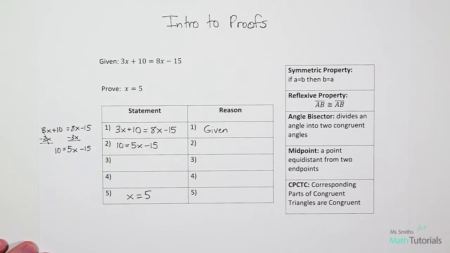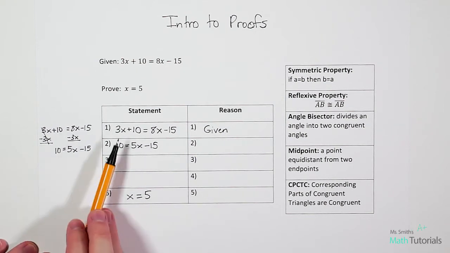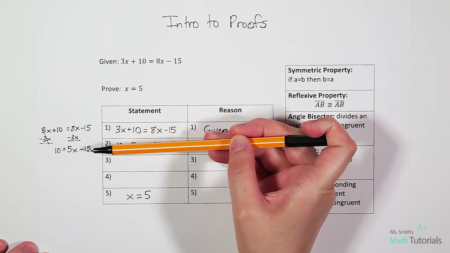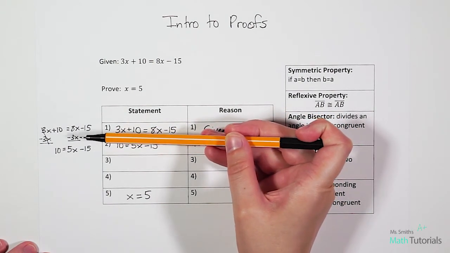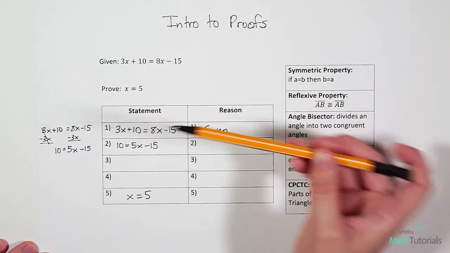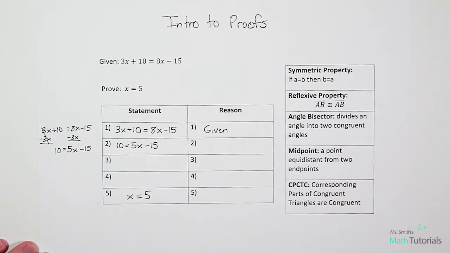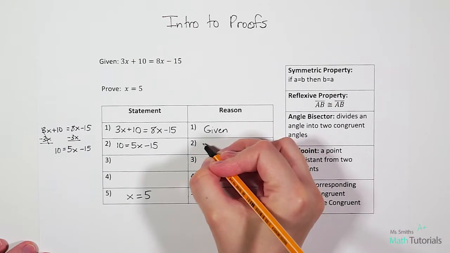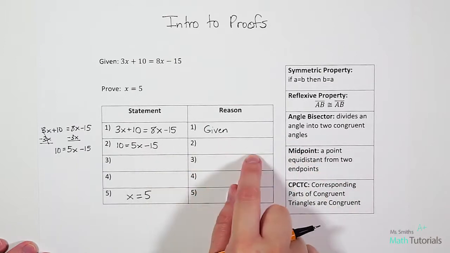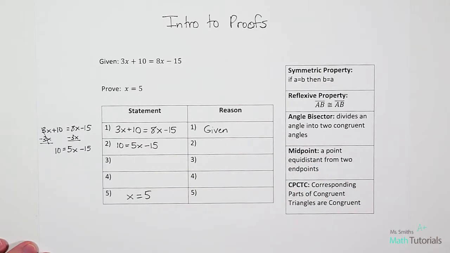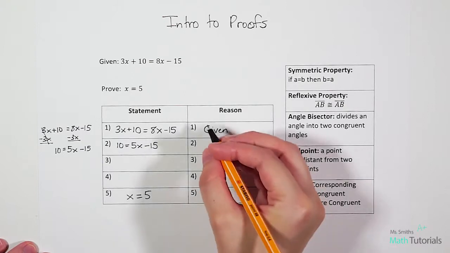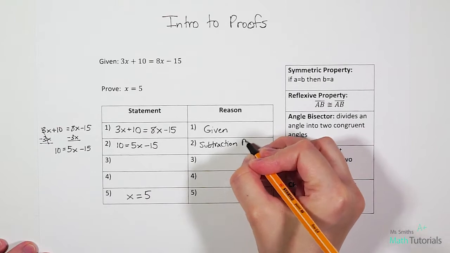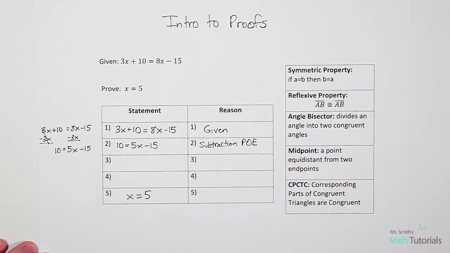Now we have to think, what was our reason? How did we get from here to here? How did we jump from here to here? Well, we subtracted, right? We subtracted 3x. So our reason here is something called the subtraction property of equality. Now, I'm going to shorthand that because that's a lot to write here. I could totally write it out, and that's fine. Some teachers may require that you write it out 100%. So it's the subtraction, and then I'm just going to write POE, property of equality.